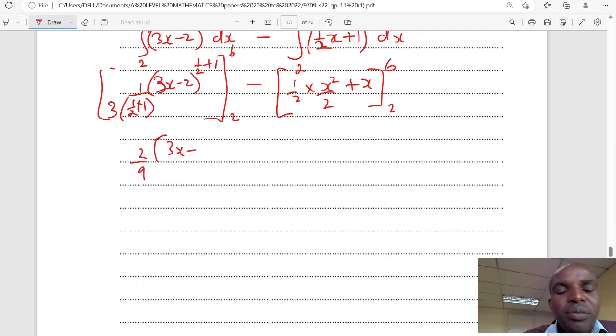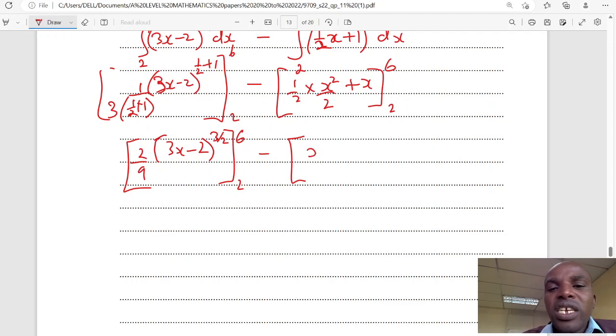So it will be 3x minus 2. Half plus 1 is 3 over 2. Then here it will be 6 and 2, the limits. Then minus this part, if you can simplify, it will be x squared over 4. Then plus x, to then 6 and 2. These are the limits. Right, further, you can now put the limits.